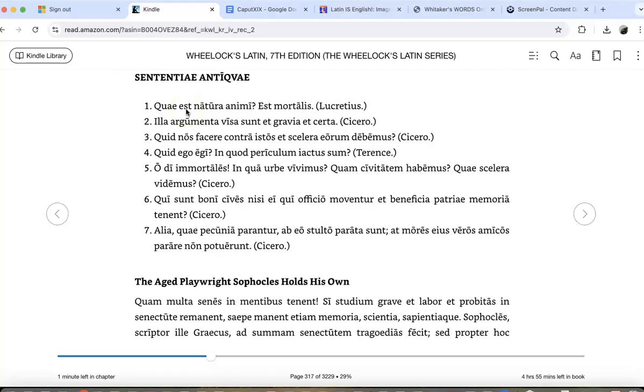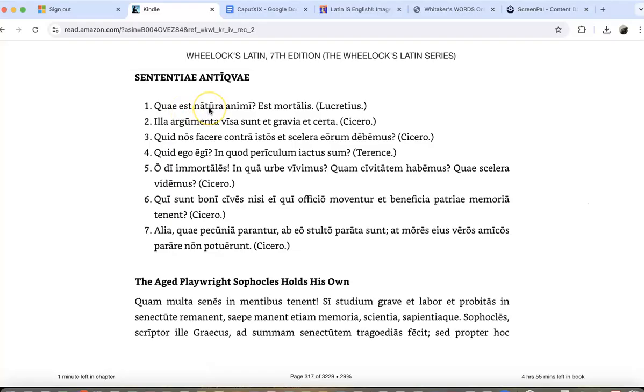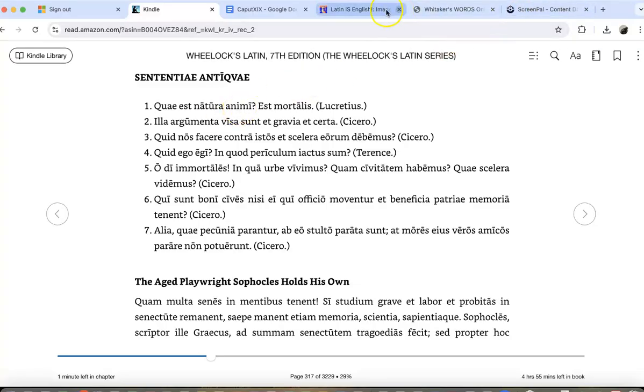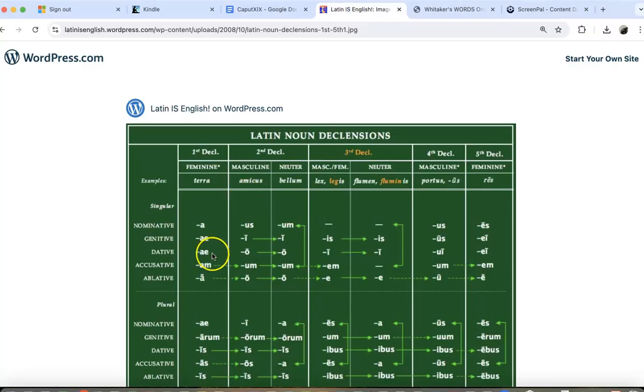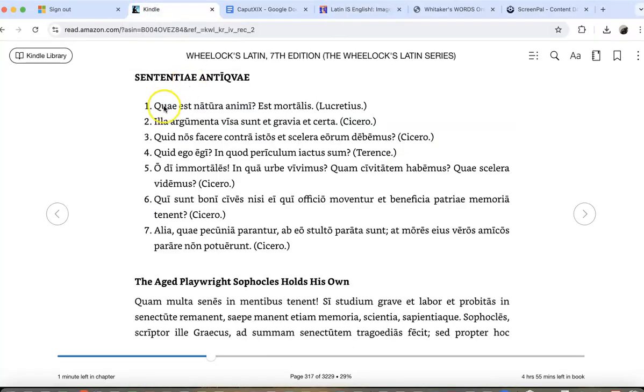Est, that goes back to chapter 1. That's this third person singular, is. Natura, fairly straightforward. But then animi, here's where we can start refreshing our memory of our declension. So animus, animi. So you can see that is the genitive. So natura animi, the nature of the mind. Nominative, of course, being the subject, genitive being the possessive object. So we put that all together. What is the nature of the mind?